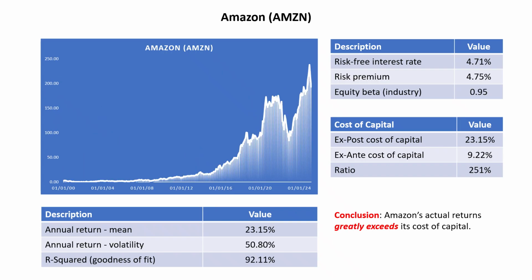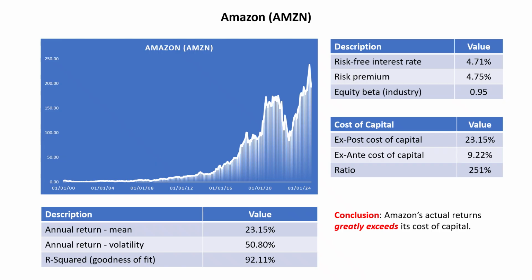Now we're going to take a look at Amazon. Amazon is one of those companies that did very well. And if you bought Amazon, you're probably a very happy camper. We can take a look at the Amazon adjusted share price in that graph. And we want to take a look at the table called cost of capital. So our ex post cost of capital is what we got from the regression equation. That's approximately 23%. And our ex ante, which is what the market expects, is a little over 9%. So the ratio there is 251%, which means that Amazon performed 151% better than what the market expected.